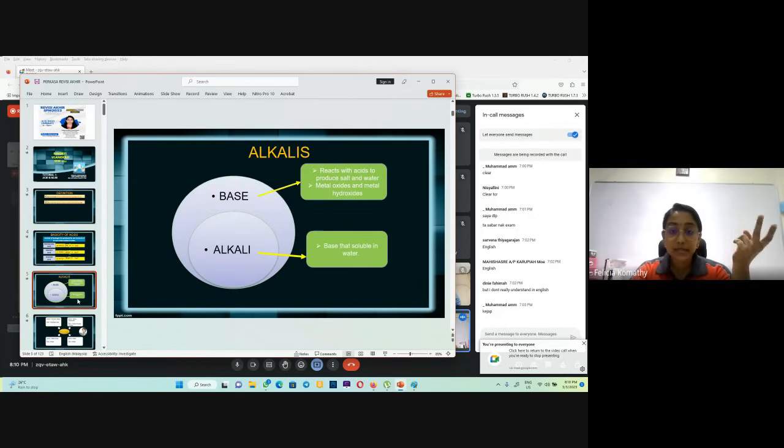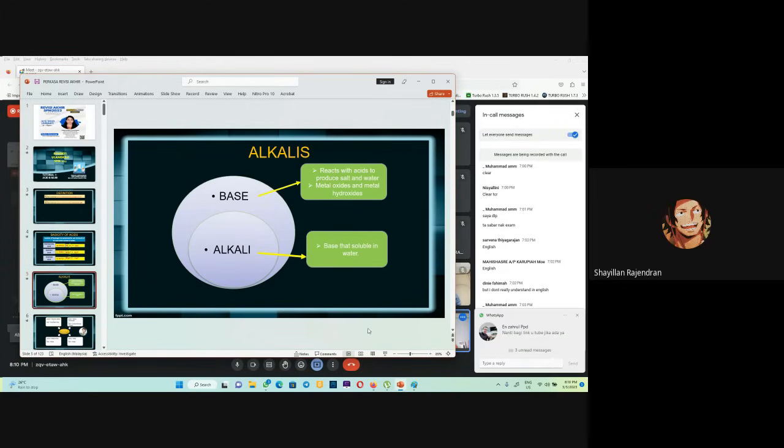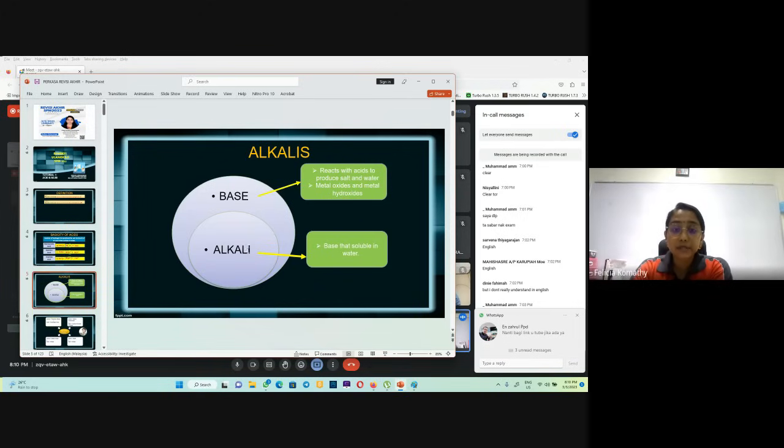Okay, so next you have to know about alkali. Students get confused about what is alkali and base. I would like to know, if I put it up like this, can you see? Is it clear? Yes, teacher.